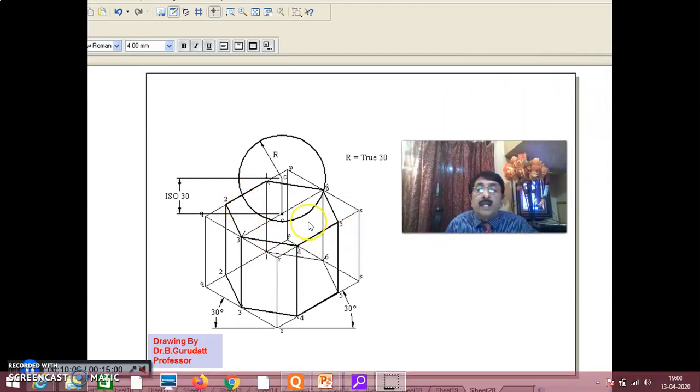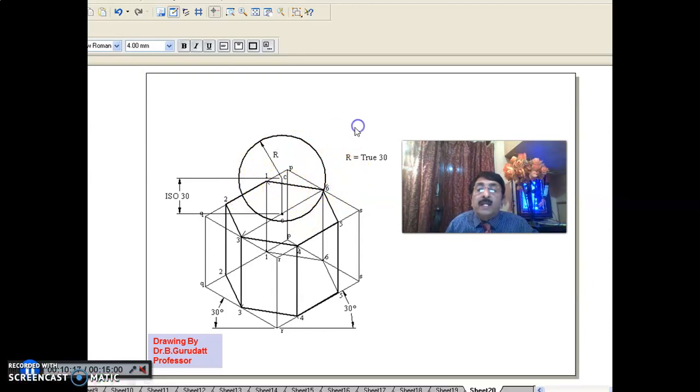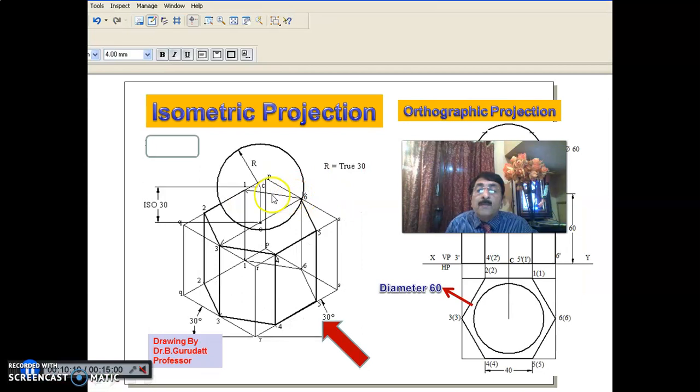Okay, when you concentrate on the top surface, you can clearly observe this edge. This is obstructed by the sphere, hence it cannot be properly seen. Okay, it cannot be seen. As a result, you make it light. Make it light. This becomes the isometric projection.